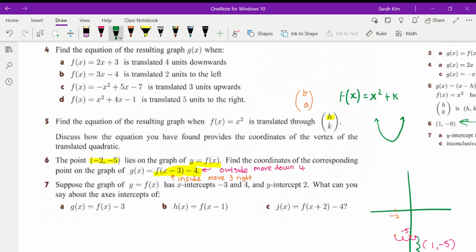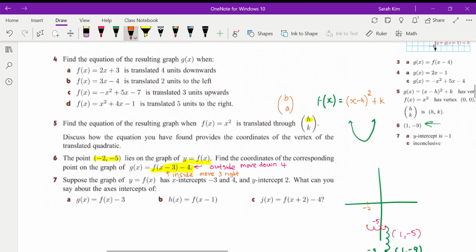So I'm going to edit this a little bit. Inside there I need to change it to a minus h. So it changes to x minus h squared, because that's the function, and then plus k because we figured that out before. So that's what it looks like. And if you have no idea what the next part says, let's have a look. Discuss how the equation you have found provides the coordinates of the vertex of the translated quadratic.